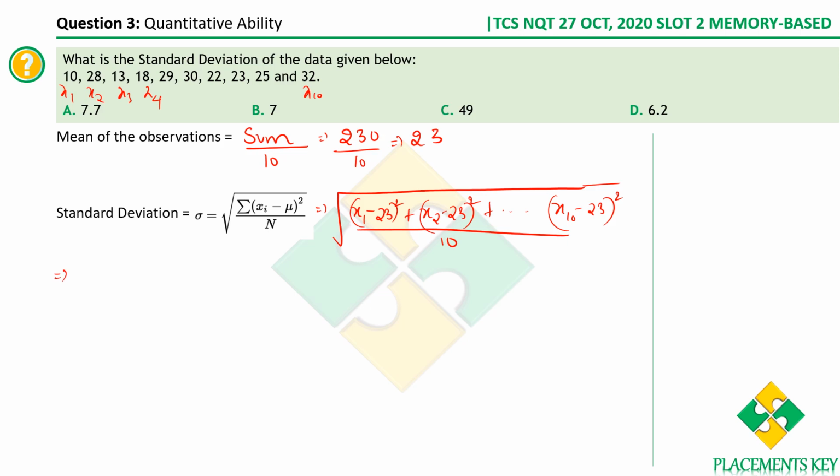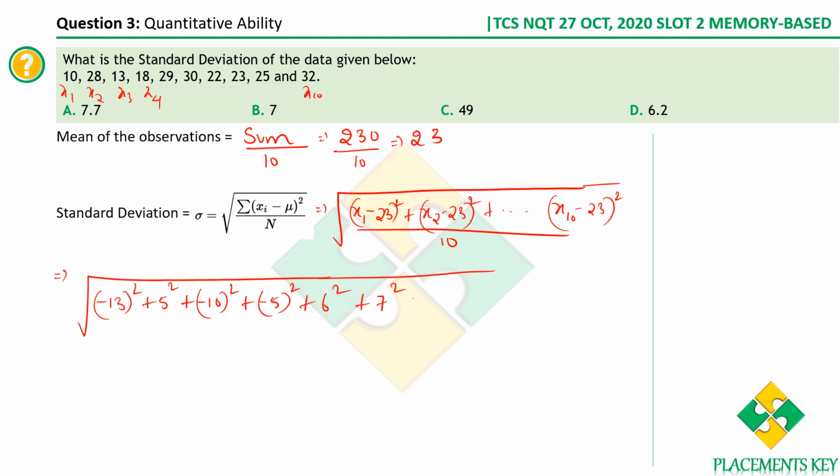Okay, so what do we get? We get square root of x1, which is 10 minus 23, so we get minus 13 whole square, plus 28 minus 23, so we have plus 5 square, plus 13 minus 23, so we have minus 10 square, plus 18 minus 23, so you get minus 5 square, plus 29 minus 23, so you get 6 square, 30 minus 23, 7 square, 22 minus 23, minus 1 square, 23 minus 23, 0 square, 25 minus 23, you get 2 square, and 32 minus 23, you get 9 square. Okay, so all of this whole divided by 10, so the entire value is in square root.